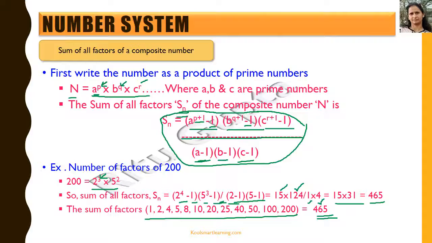So why do we say that this is true only for composite numbers? It is quite obvious, because a prime number cannot be represented in this form. A prime number will only have itself and one as its factors. So finding the sum of its factors or the total number of factors is not required. The number of factors is always 2 for any prime number, and the sum of the factors will be the number itself plus 1. So we do this only for the composite numbers.